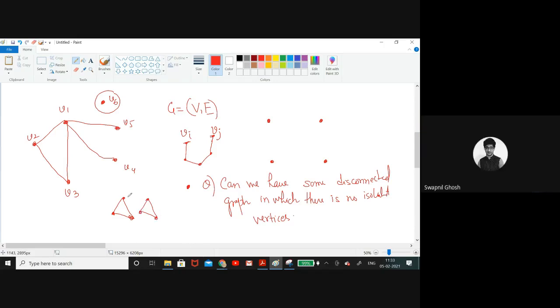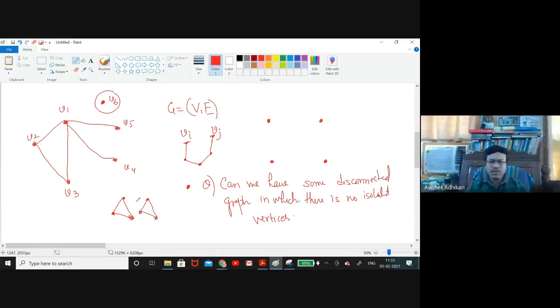Okay. Yes, sir. Yeah, so they are two disconnected graphs, and none of the vertices are isolated. Okay, so it's possible. Yes, thank you.